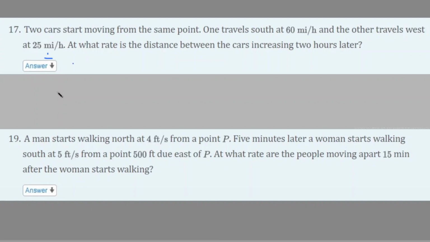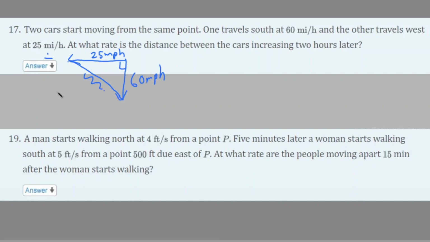So let's try to visualize what we're trying to figure out here. We're not dealing with the area. We know that one car is traveling 25 miles per hour east, and the other one is traveling 60 miles per hour south. If we visualize it and connect the points, we can see this is a right triangle. So what are we actually trying to find out here? We want to find the rate at which this hypotenuse is increasing at 2 hours.